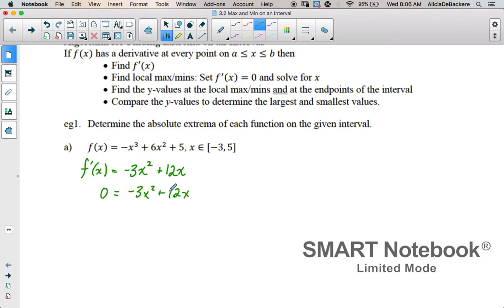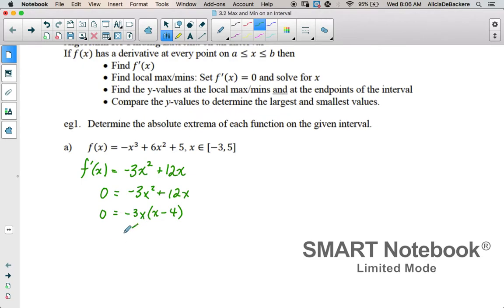And now to solve this one, I've got a quadratic, so I need to factor. There's a common factor here of negative 3x. You could also have taken out a positive 3x. You're going to come out with the same answer at the end of the day. And now what I've got here are 2 factors that I need to set equal to 0.